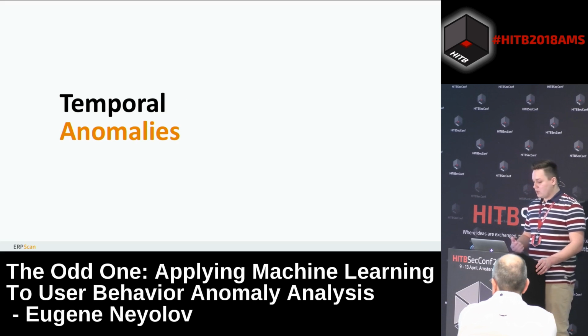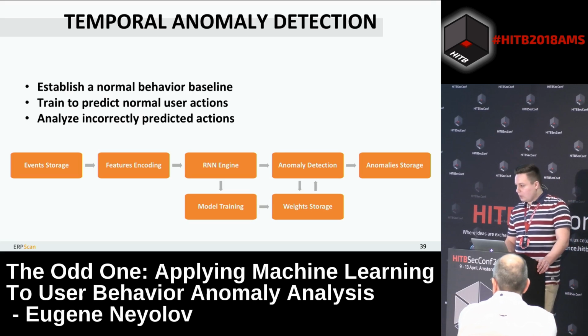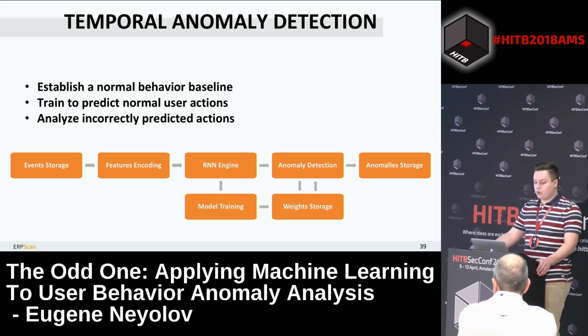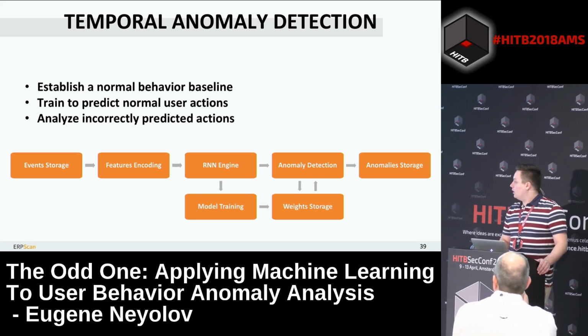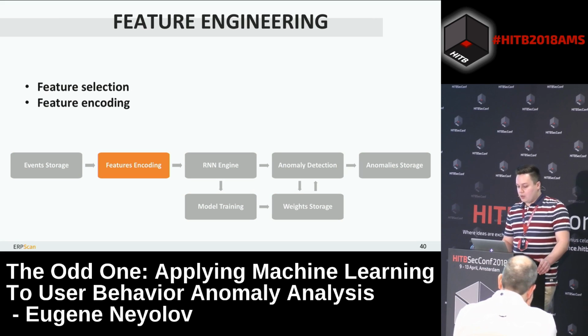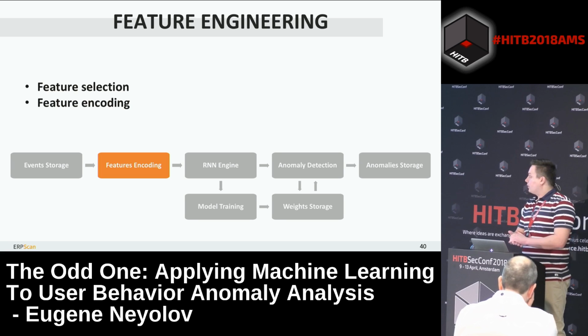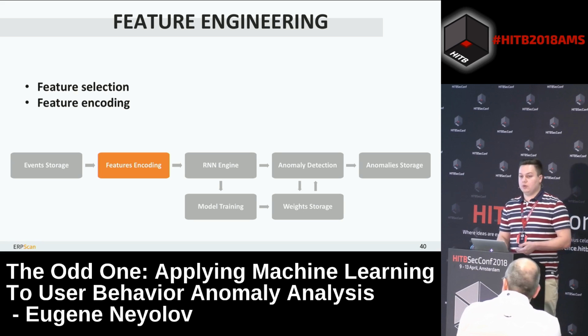And for temporal anomalies, we can use a more advanced approach. So basically, to detect temporal anomalies, we need to establish a normal behavior baseline with the different means. We need to train our algorithm to predict normal user actions and actually analyze incorrectly predicted actions. So first of all, we need to start with the feature engineering, which includes feature selection and feature encoding.